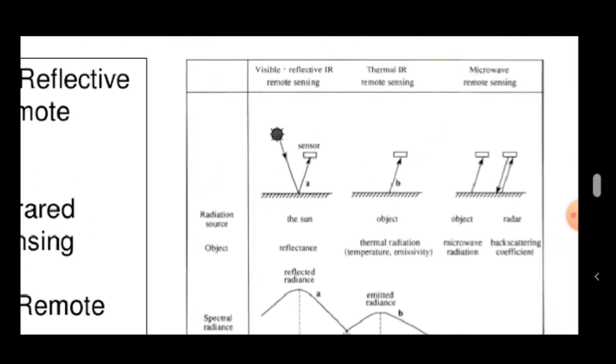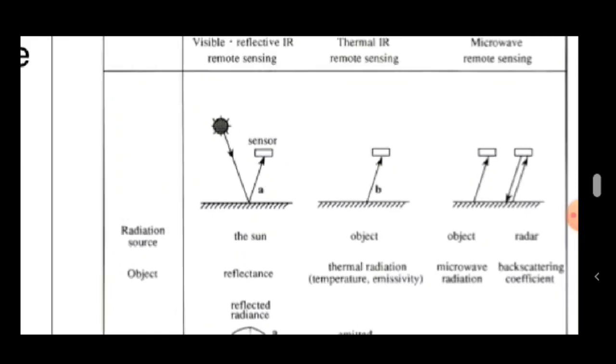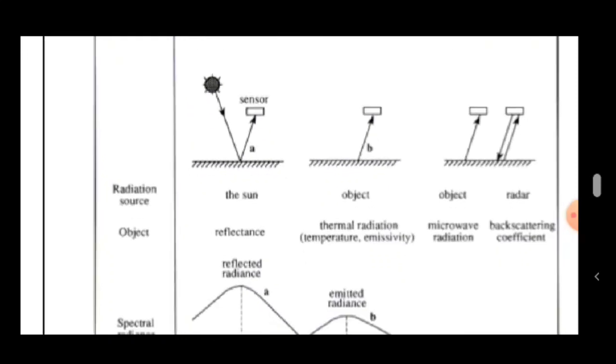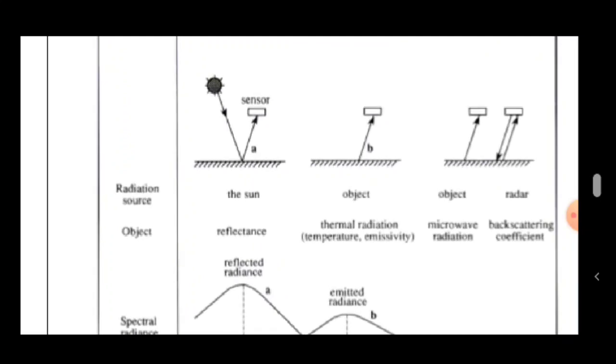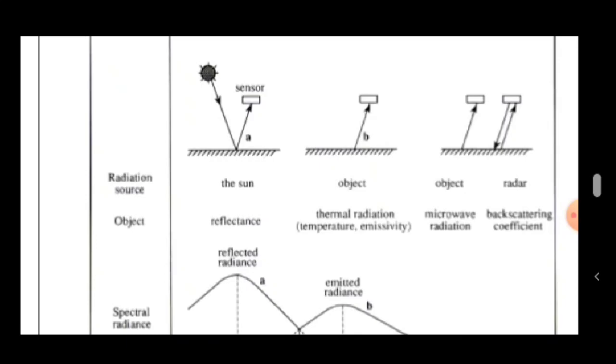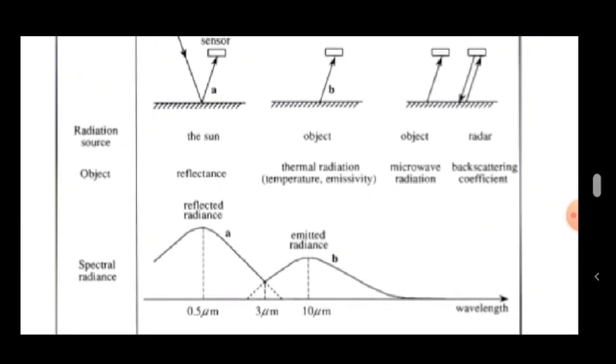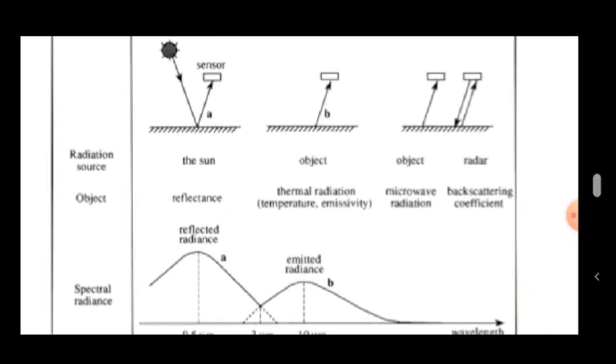When it comes to thermal remote sensing, the radiation source is simply the object. We define thermal radiation by the object's temperature or emissivity. The source is the object, and the sensor is directed towards the thermal radiation of the object. The emitted radiance varies with wavelength in a similar way to the reflected radiance.